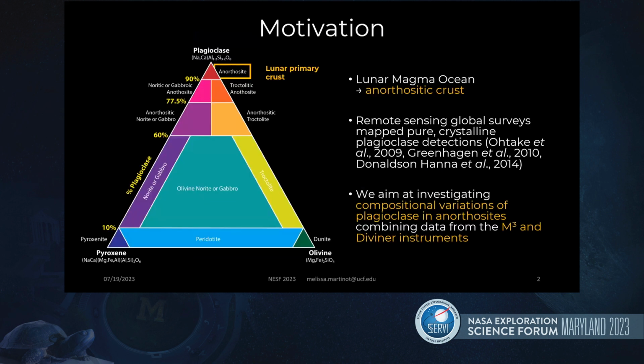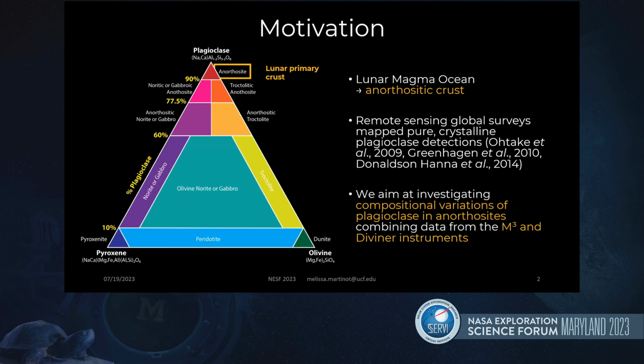From the samples brought back during the Apollo and Luna era, their study showed that there are three main minerals composing those rocks: plagioclase, olivine, and pyroxene. We can find most rocks falling in this ternary diagram here. But the rocks that we're interested in are in this red triangle, composed of more than 90% plagioclase, which are called anorthosites. And they compose the lunar primary crust.